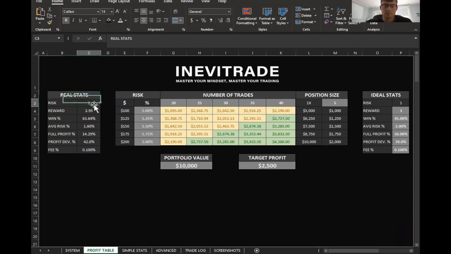So here we have our risk and reward, which you're learning about. Your win percentage is going to matter. What are you risking per trade? How many of your trades go full profit?